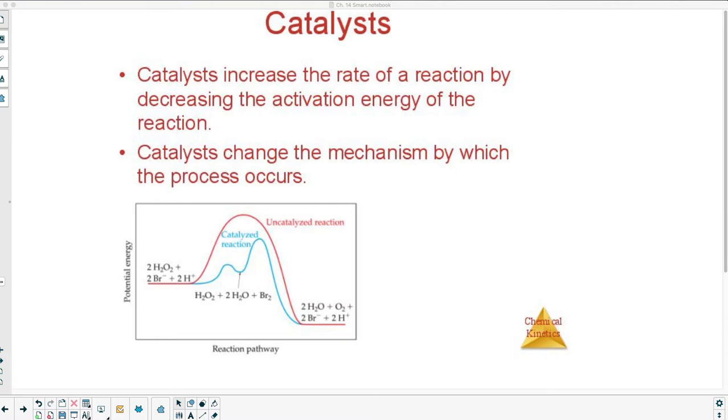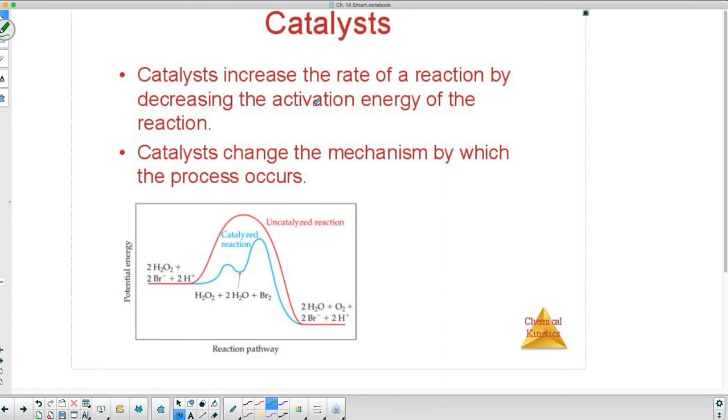Hey class, so this is how does a catalyst affect a reaction rate? So take a look at catalysts. This is 14.7, notes 14.7. Catalysts increase the reaction rate by decreasing the activation energy. So this is the important part here, decreasing the activation energy.